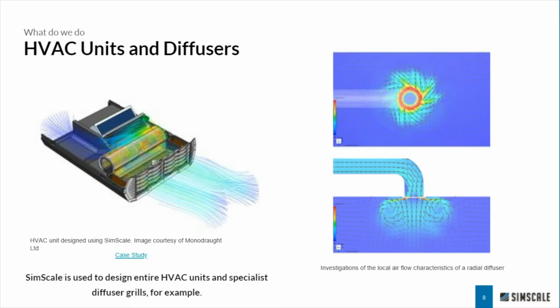And with SimScale, they were able to reduce the fan power consumption by 50% by optimizing the air path inside the device to reduce recirculation, pressure drop, and so on. And in the end, reduce the overall power consumption of the HVAC unit, which over the lifetime of the unit has a significant benefit for the actual operator of the HVAC unit when they have it deployed inside their buildings.